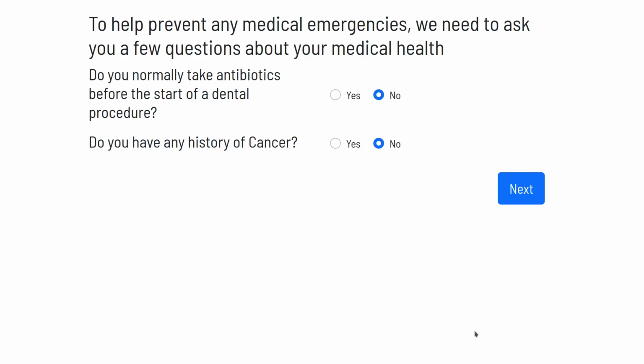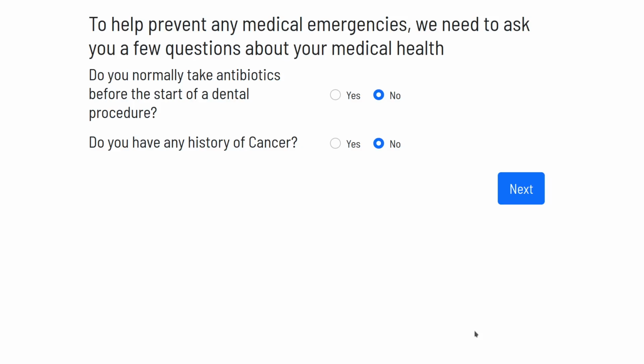And then to prevent any kind of situations where before we can even do a cleaning or any kind of extractions, it would be nice to know ahead of time if the patient needs to have any kind of antibiotics before the procedure. So we ask them in the new patient form.